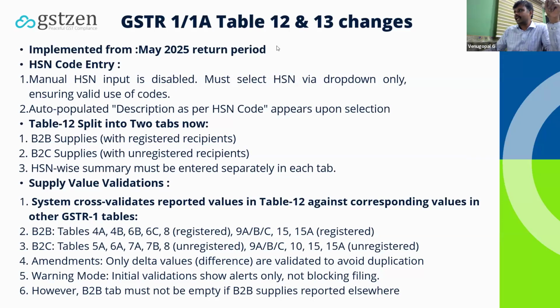Then GSTR 1A. So 1 and 1A, table 12 and table 13. Table 12 is about reporting of HSN wise information. We all communicate to the government saying that this is my product at the time of registration, and we give top 5 categories. But under earlier VAT, there was a concept of endorsing the products I deal with on the registration certificate, but that is not required under GST.